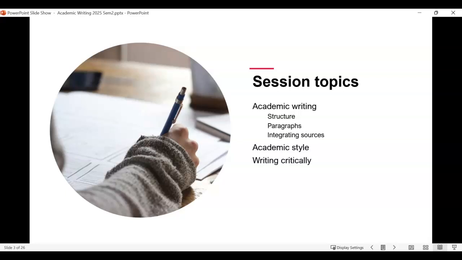Okay, so as you see there up on the screen, today we're talking about academic writing. We're going to talk a bit about how you can structure a piece of writing now that you are at uni. We're going to talk about paragraphs and what they should look like. We're going to talk about integrating sources, so it's not just you expressing your opinion on something, but you're going to bring in other people and their views. We're going to talk about academic style.